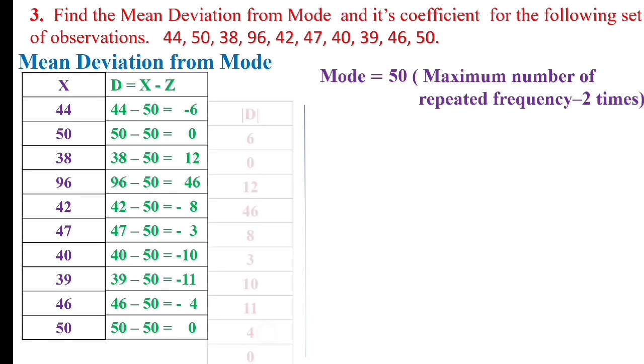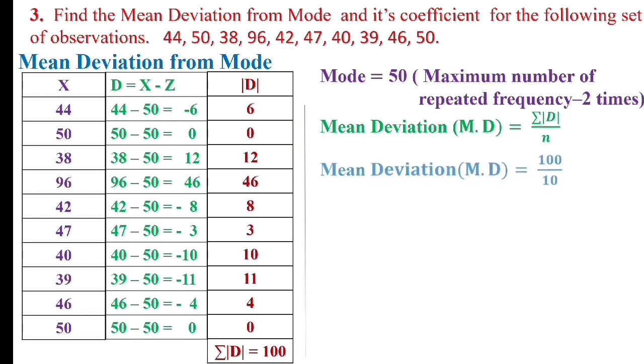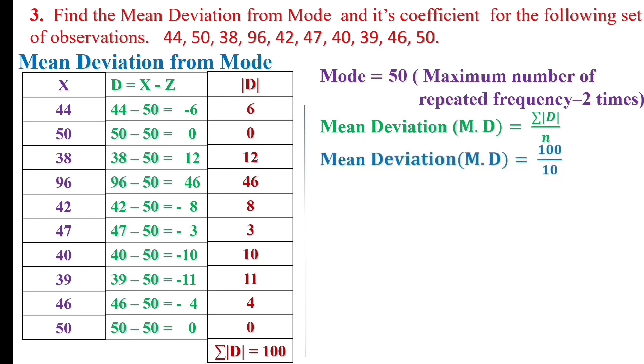D: 6, 0, 12, 46, 8, 3, 10, 11, 4. So the total of this D is equal to 100. So mean deviation is equal to summation D divided by N. 100 divided by how many values are given? 10 values. So we will get 10. Mean deviation is 10. Now the coefficient of mean deviation.